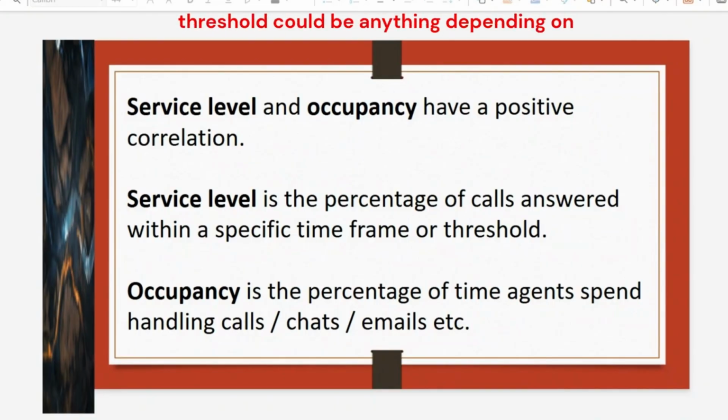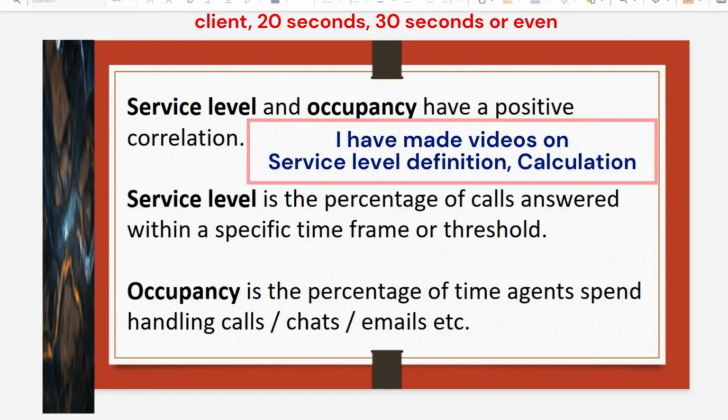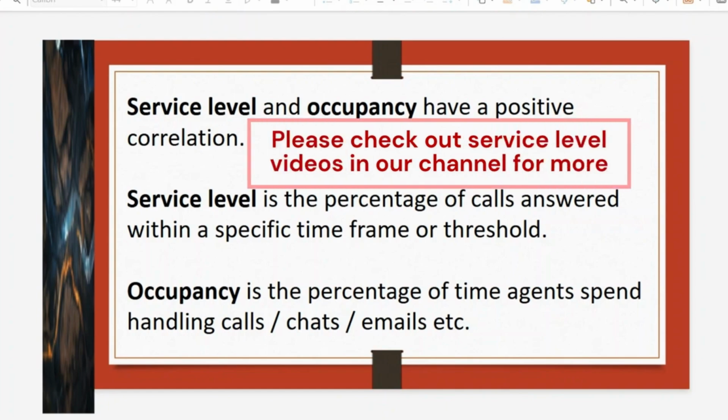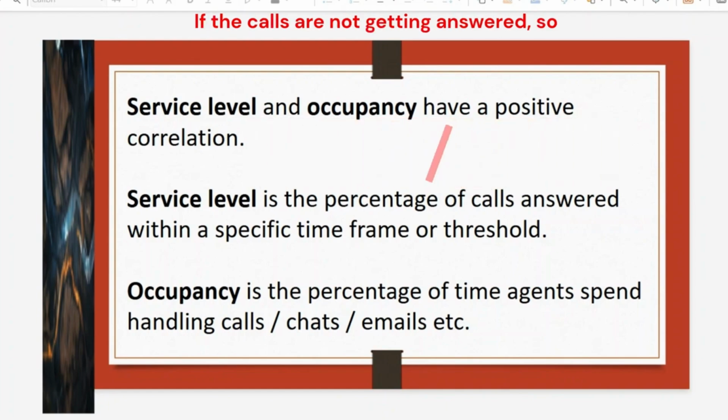We know that service level is the number of calls answered within the threshold divided by the total number of calls offered. The threshold could be anything depending on the agreement between the company and the client: 20 seconds, 30 seconds, or even 40 seconds. All the calls need to be answered within that threshold. If the calls are not answered within it, they will not be part of service level, and you need to ensure that the maximum number of calls are answered within the threshold to maintain the service level.